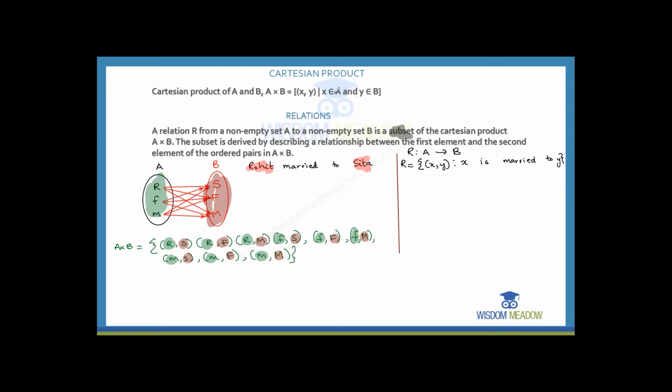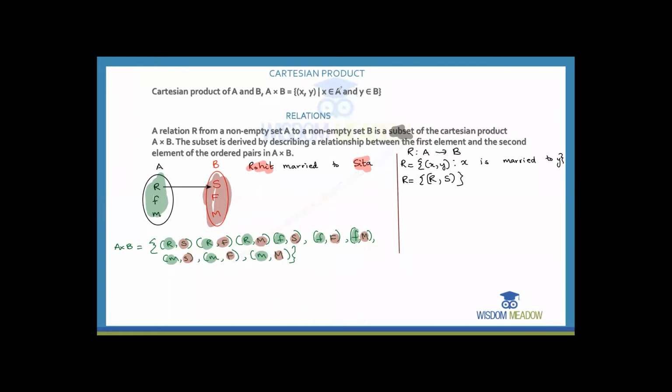Now, as per this relation, we could see that there is only one mapping over here, that is Rohit is married to Sita. So R is going to be Rohit is married to Sita. There is only one element. Some of them will be confused over here.